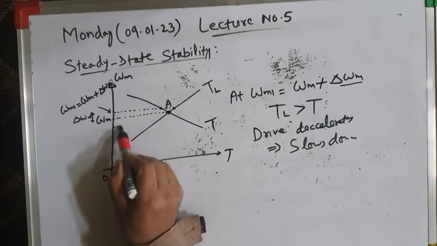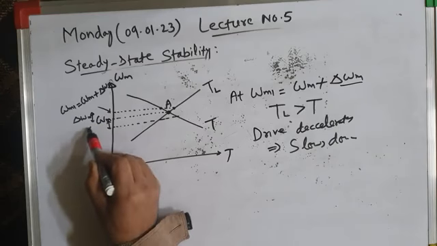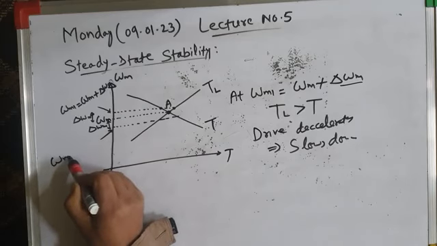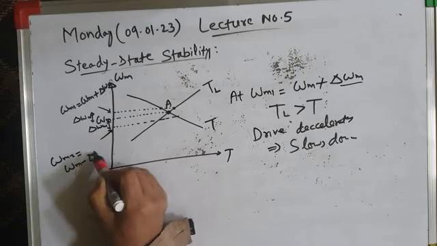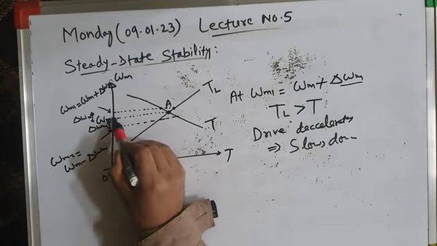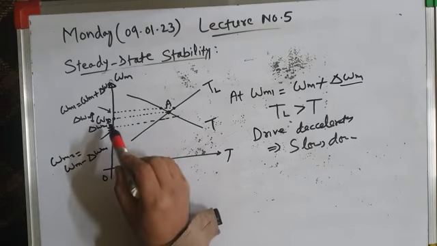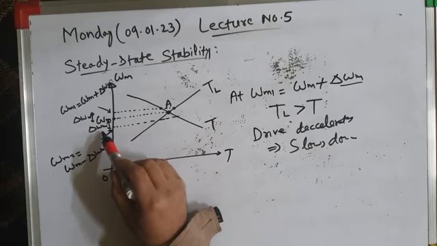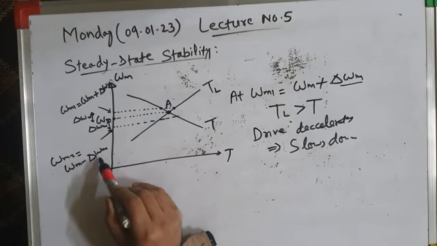Similarly, let us assume that there has been a decrement in the speed by the same amount, delta omega m, so that the new speed omega m2 is equal to the original rated speed minus delta omega m. Originally, the drive was operating at point A, where the rated speed was omega m. There has been a perturbation. Due to the perturbation, the speed has decreased by a small decrement, delta omega m, so that the new speed is omega m minus delta omega m.